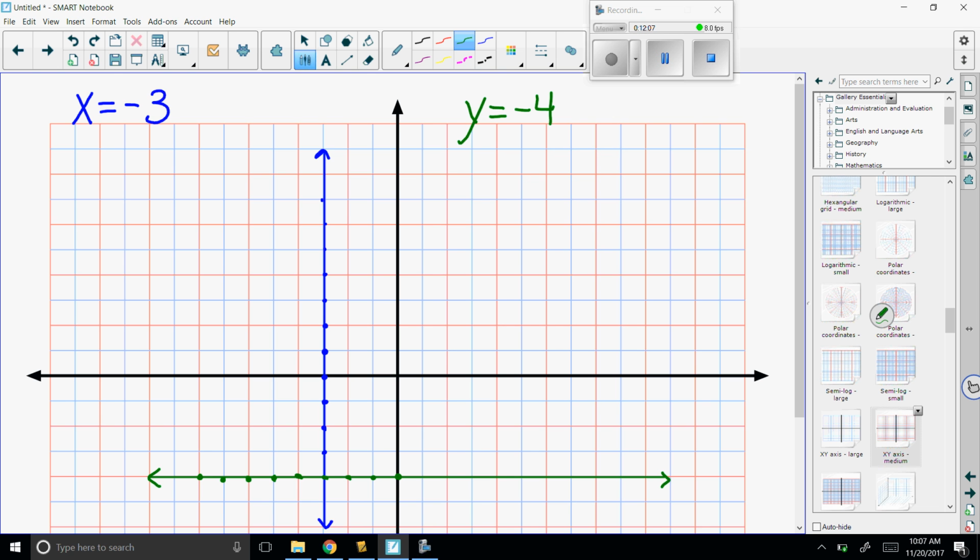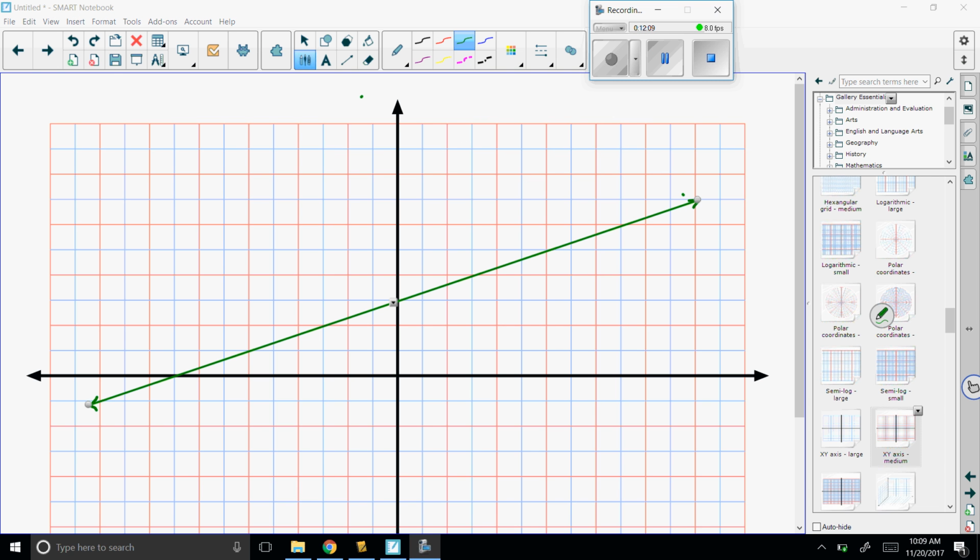Let me pause this so I'm not wasting time. Okay, so a horizontal line leaves you with what? Y equals. A vertical line is x equals wherever it crosses that x-axis at.